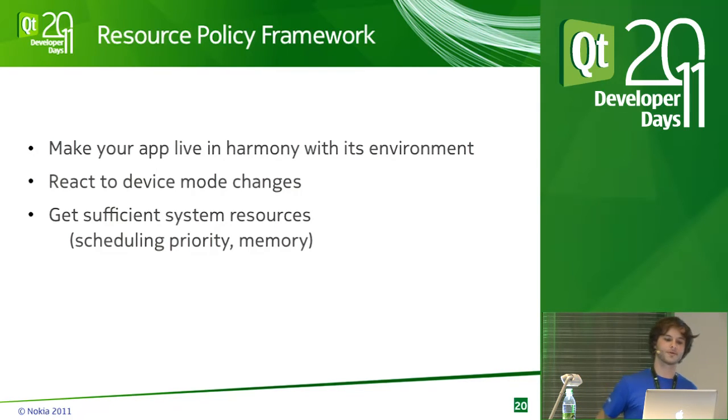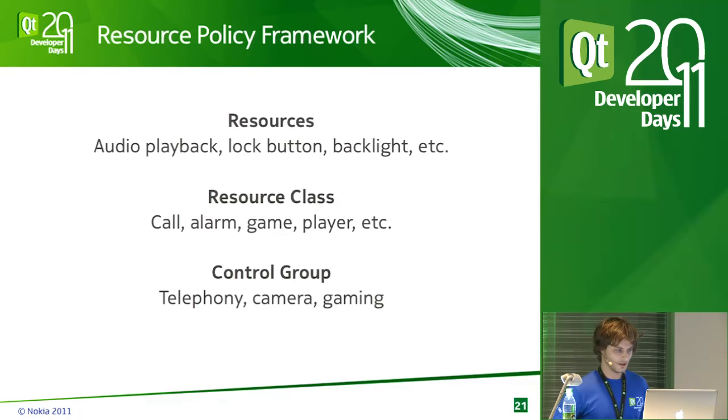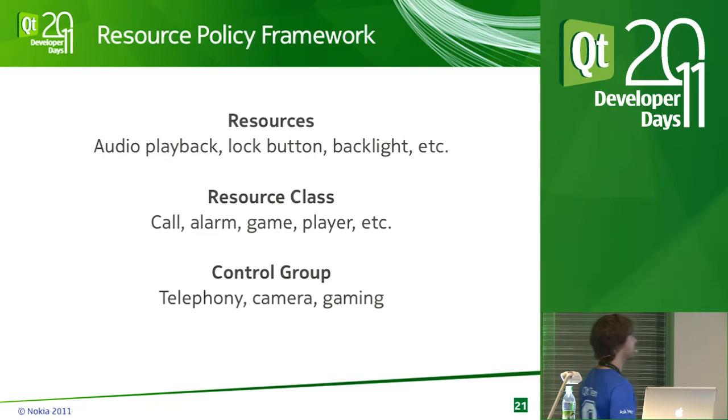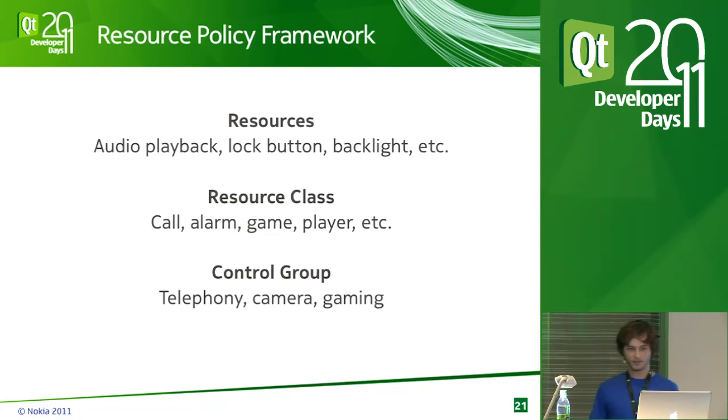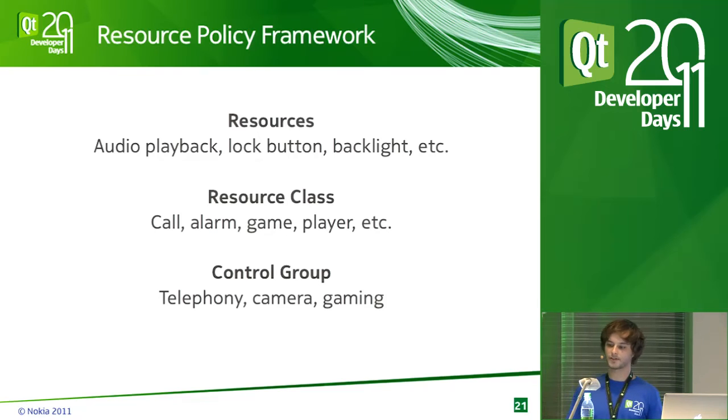What it also allows you to do is to get sufficient system resources. So I'm talking about memory and scheduling priority. Let's go a bit deeper into that. The resource policy framework defines three things. The first one is what is called resources.